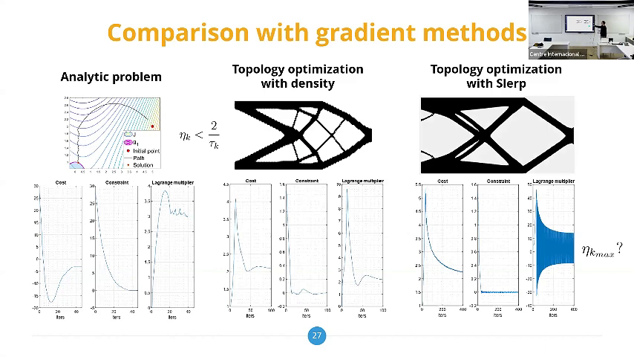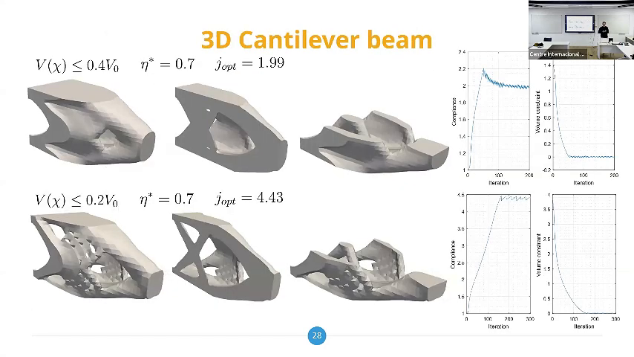So for analytical problems and density, we can see that the evolution is smooth. It doesn't oscillate near the target value. But for level set with topological derivative, it is oscillating a lot. This is seen, for instance, in the Lagrange multiplier, and also in the constraint. We can see this behavior in other examples.